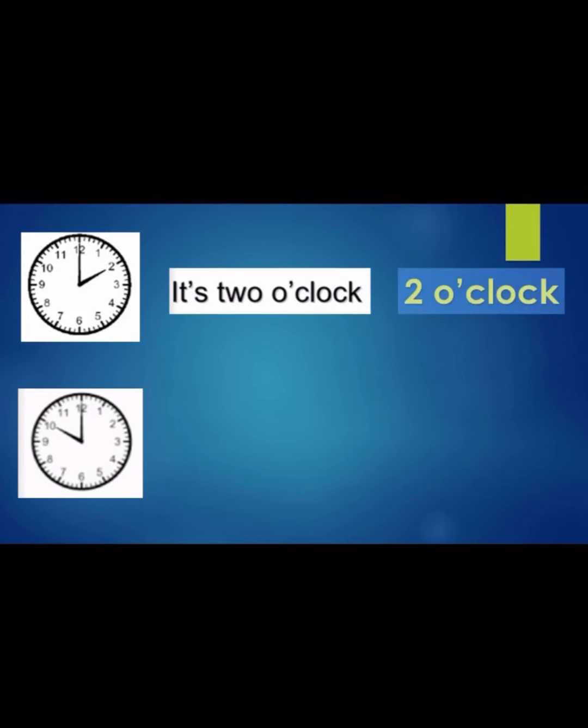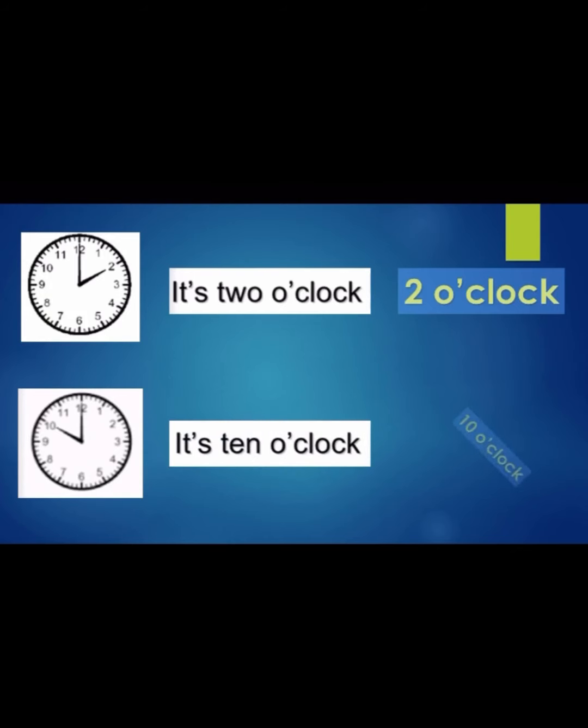Now let's talk about these two clocks. In the first one, our minute hand is on 12. So we will say o'clock. And our hour hand is on 2. So we will say 2 o'clock. Right. Now let's move to the second one. Here, our minute hand is on 12. So we'll say o'clock. And our hour hand is on 10. So we will say 10 o'clock.